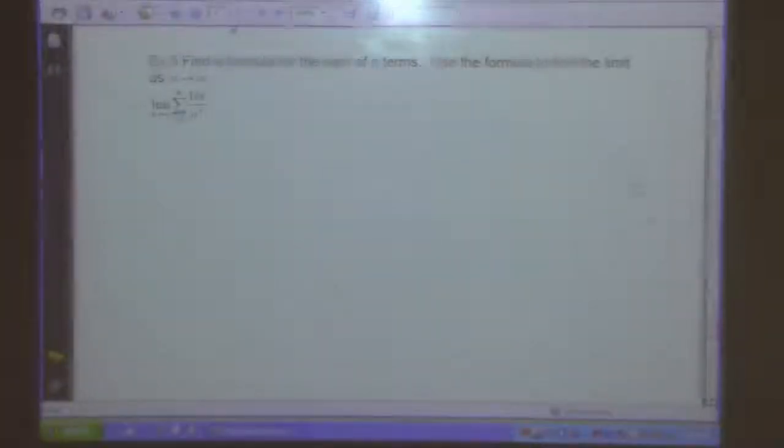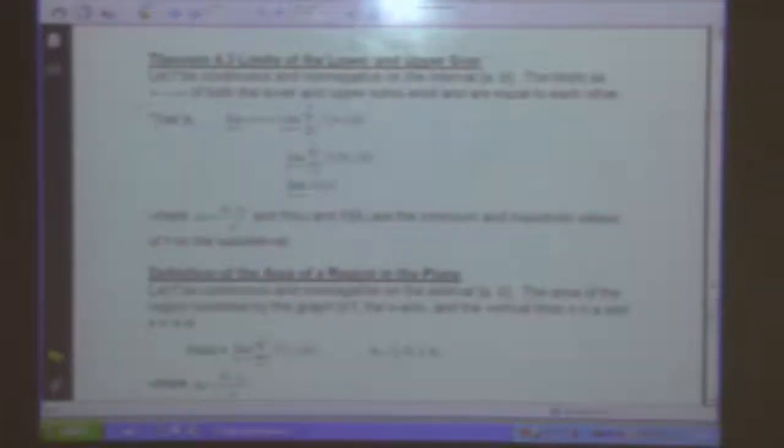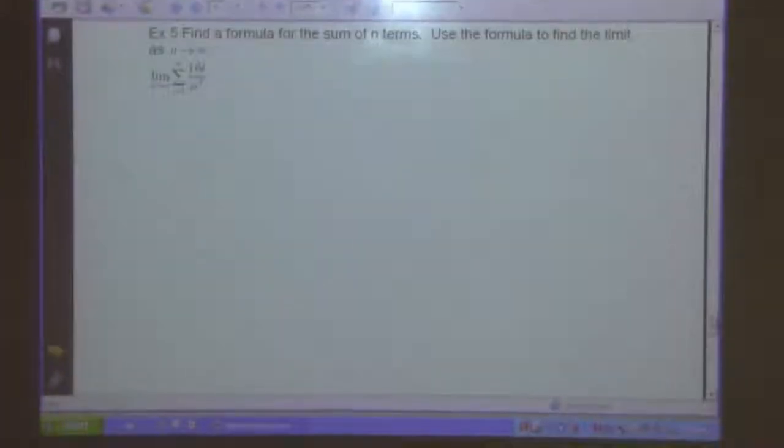It says, find a formula for the sum of n terms. Use the formula to find the limit as n goes to infinity.